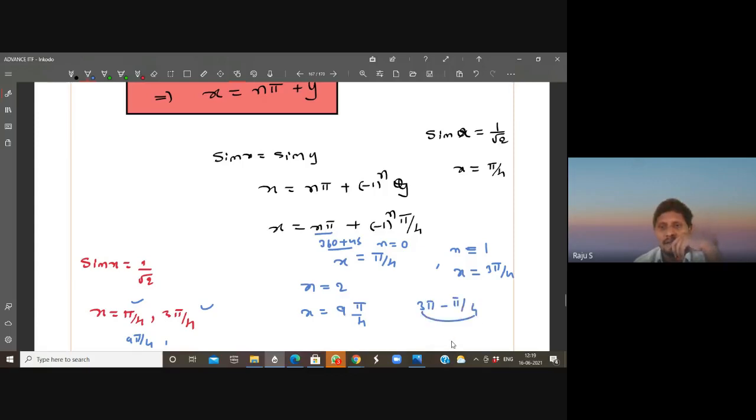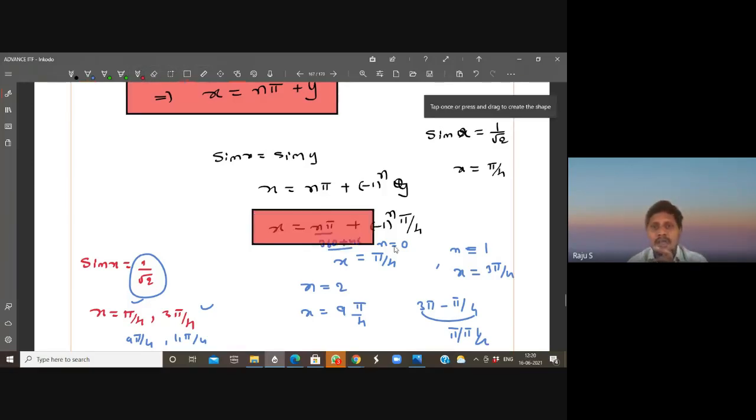The value is what? 11 pi by 4, right? Nothing but 1 by root 2. We know that sine is positive in the first quadrant and second quadrant. So when we get the value, it will always be the same value until infinity; we don't get any other value. So this general solution cannot give any value in the third quadrant and fourth quadrant.